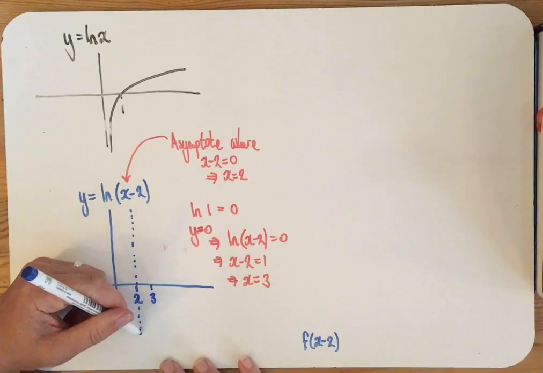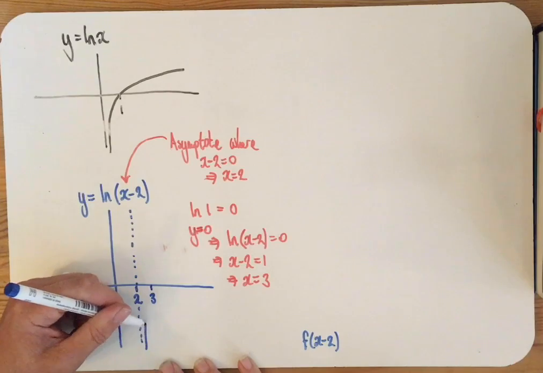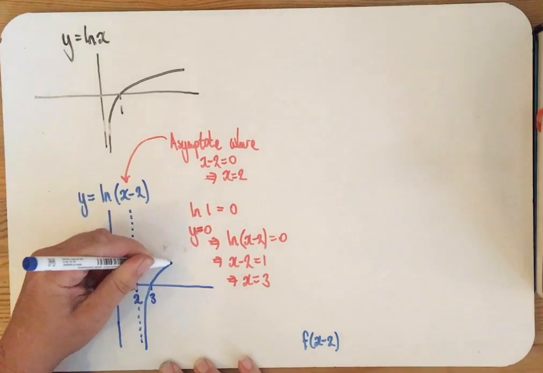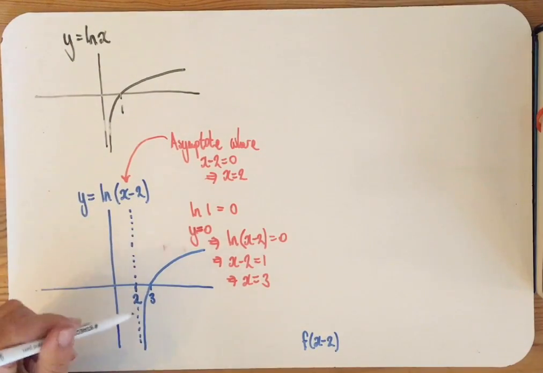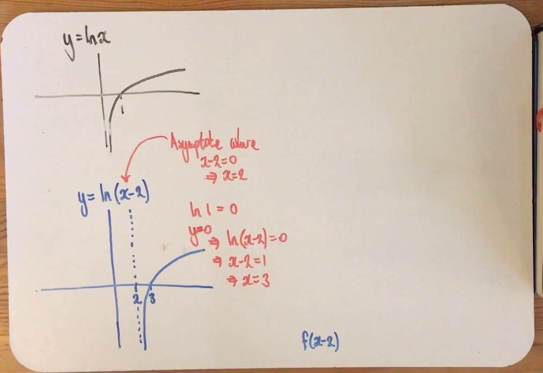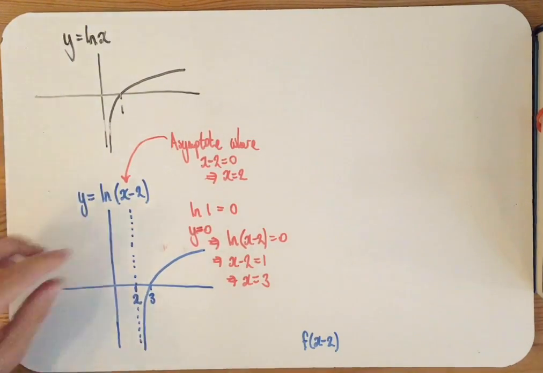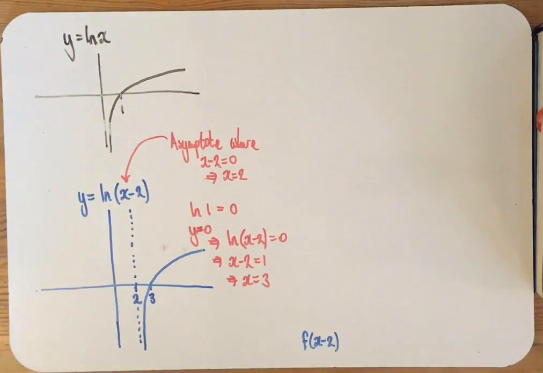So asymptote at 2, let's bring this down a little bit more, and through 3, and over. So it's the same idea as asymptote, shape, x-axis intercept. You may get a y-axis intercept if it's gone over to the left, in which case you can just let x equals 0 to find your y-axis intercept.